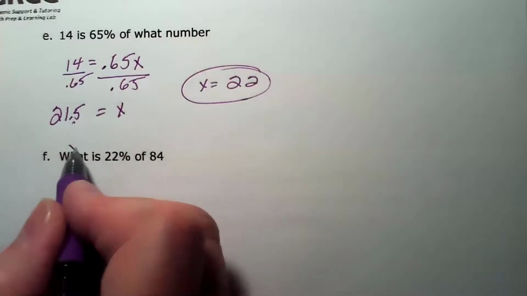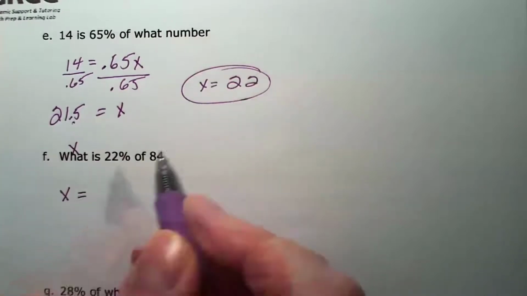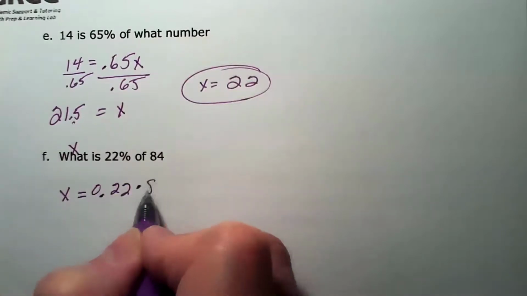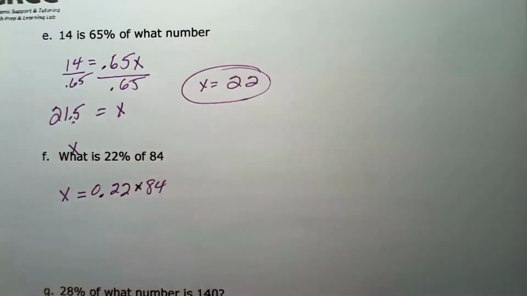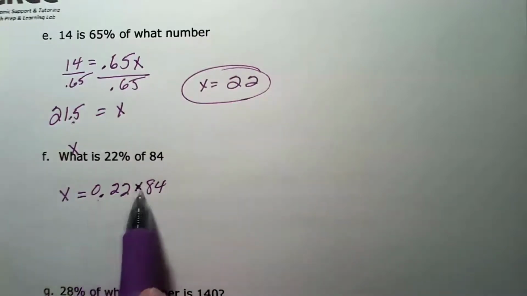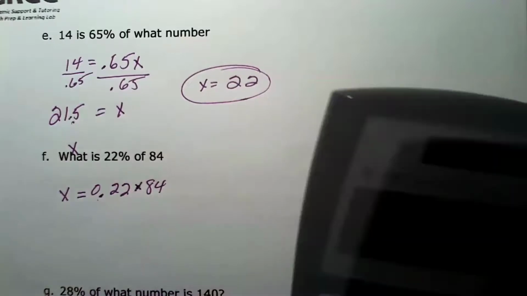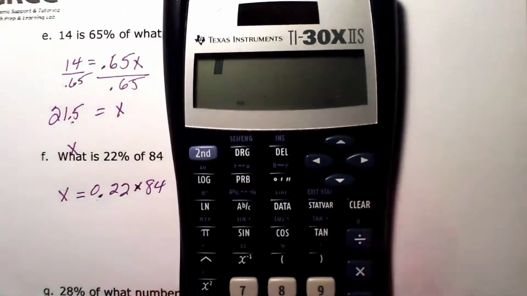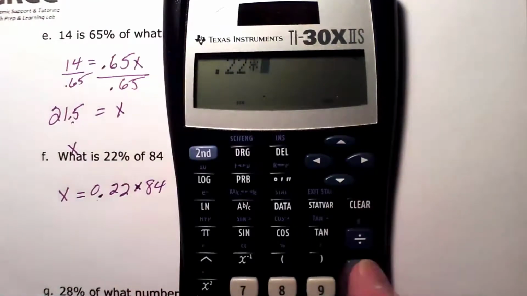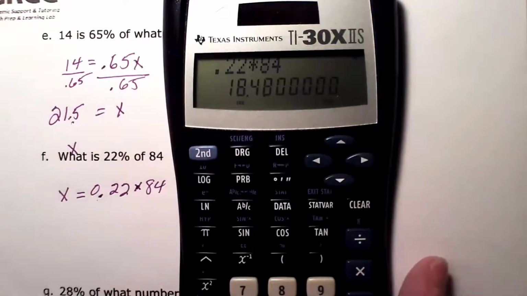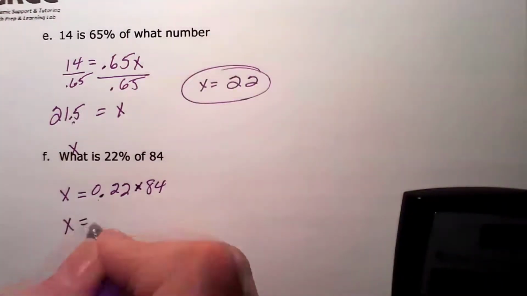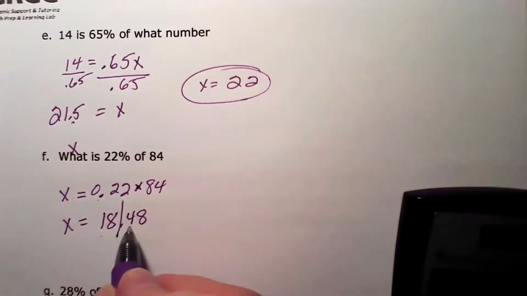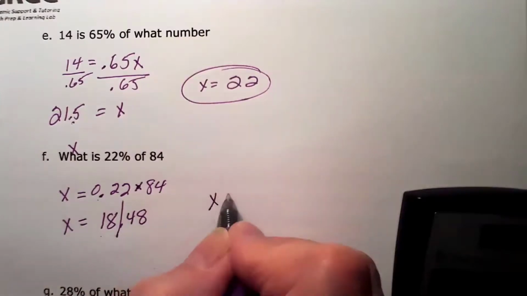Here's another one where it starts with what. So it starts with x equals 22%, so 0.22 of is times 84. I like to put the x instead of the dot because it gets confusing with the decimal point. So again, we're just going to multiply 0.22 times 84 is 18.48. But again, I only want the whole number. So 4 is below 5, so it's going to stay at 18. X equals 18.